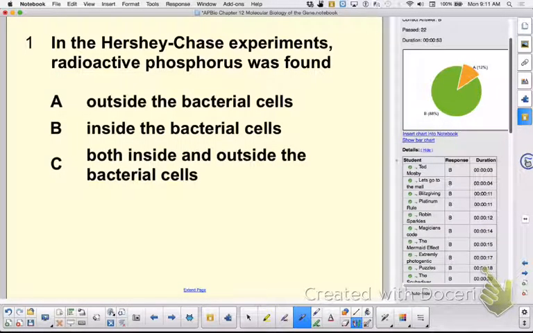Okay, phosphorus, base, sugar, what? Phosphate. So phosphorus was located inside the bacterial cell as part of the transforming agent. Show your clicker to your bio buddy. Gong of victory or a shame bell? Are you ringing a shame bell? Bell of shame.